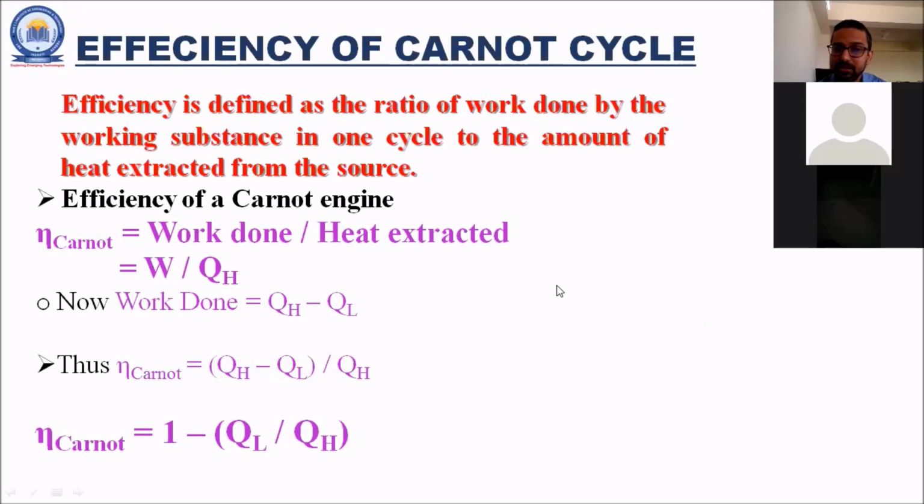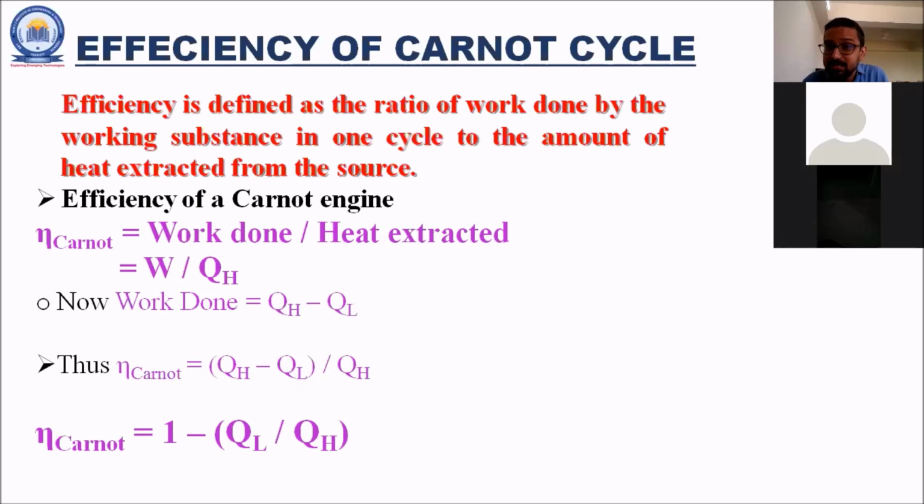You can start noting down the important steps of the derivation. It can be asked in your examination. The efficiency is defined as the ratio of work done by the working substance in one cycle to the amount of heat extracted from the source. Dear students, I am not using the notations which are used in your books. I am slightly using some different notations in order to explain you better.